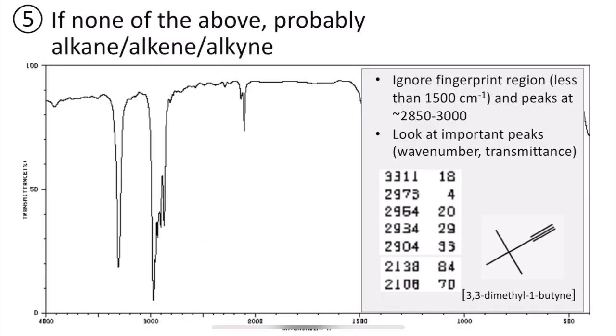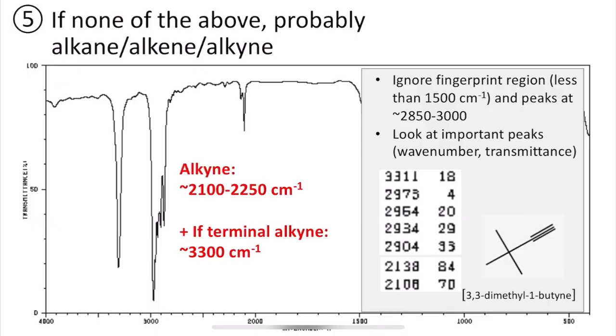Lastly, for alkynes, there is a distinct peak at 2100 to 2250. And if the alkyne is at the terminal position, it will have a strong peak at around 3300. This is shown in the IR spectrum of 3,3-dimethyl-1-butene.